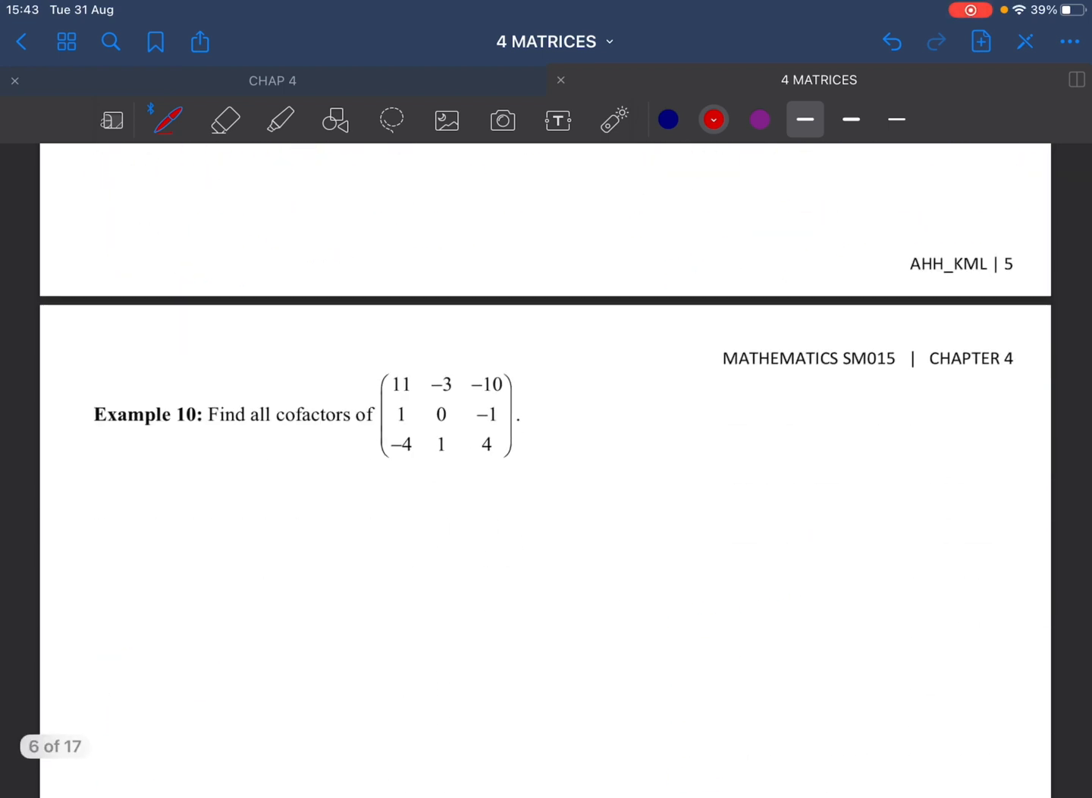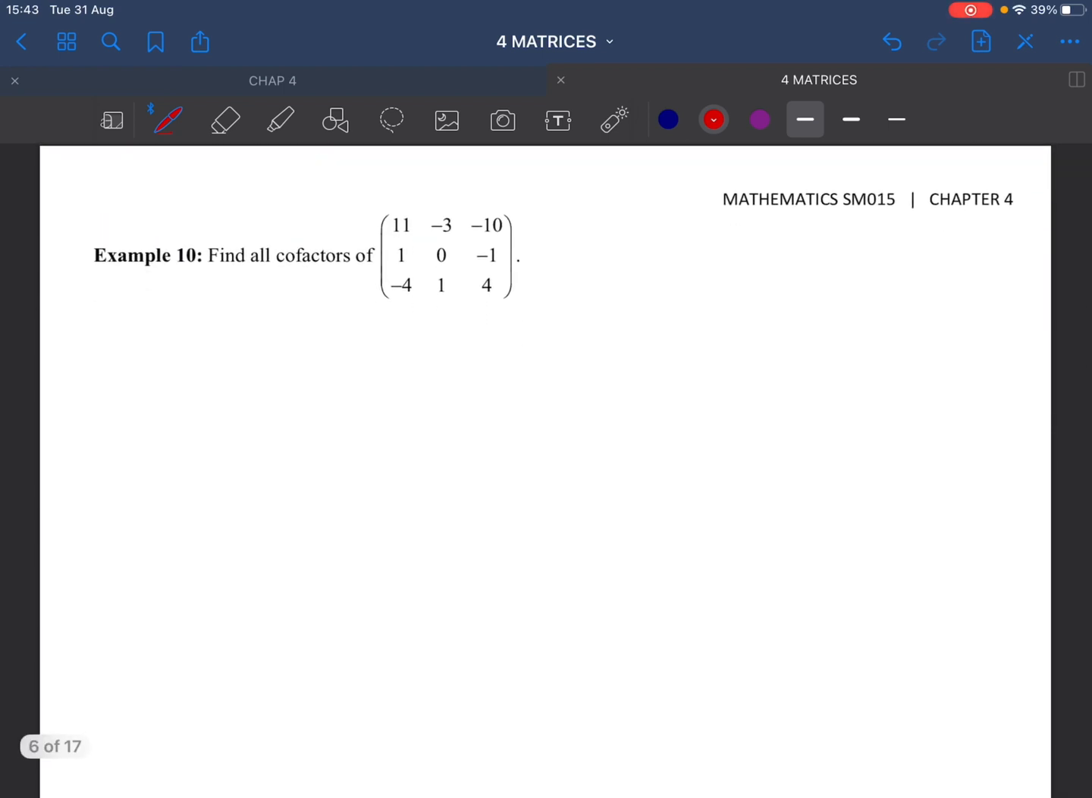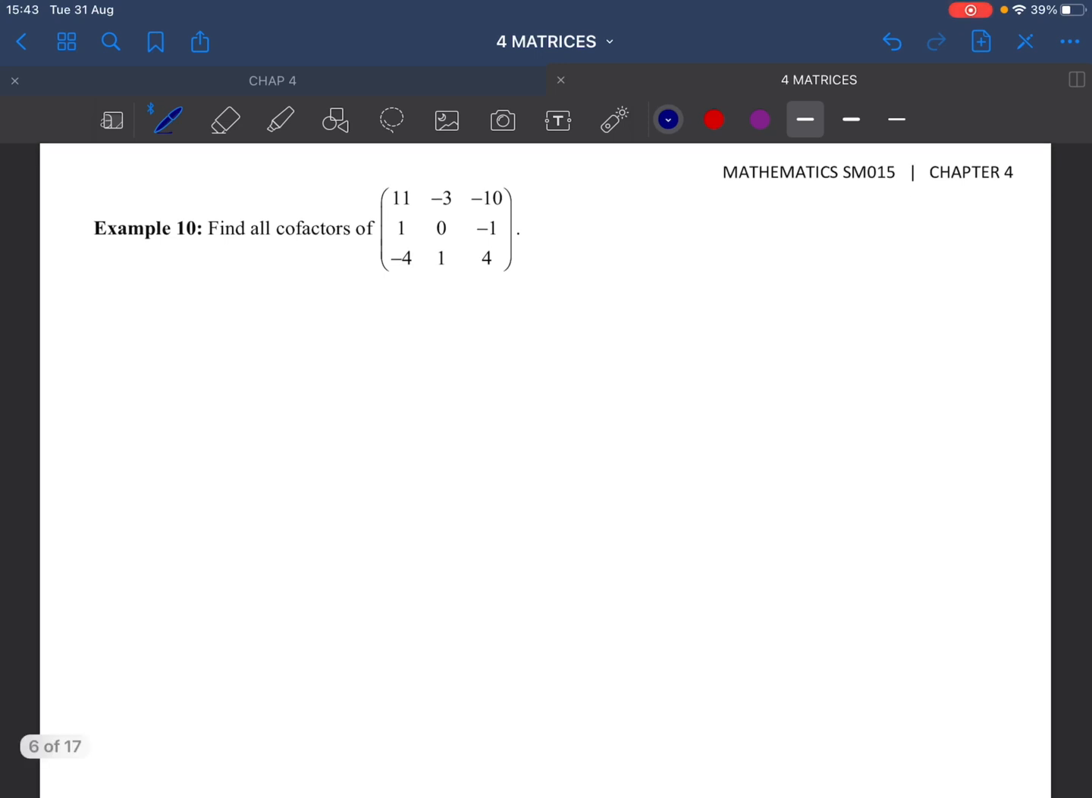So next, example 10. See, the question said find all cofactors of a matrix. So instead of kita cari satu-satu, apa yang kita boleh buat ialah kita boleh buat the whole thing. We are going to create a big matrix. Okay, one big matrix dekat sini. So let's say kita letak ini sebagai matrix A. Okay, so this is a matrix A.